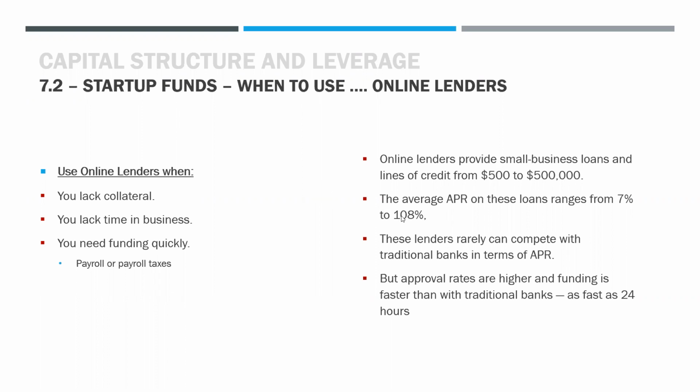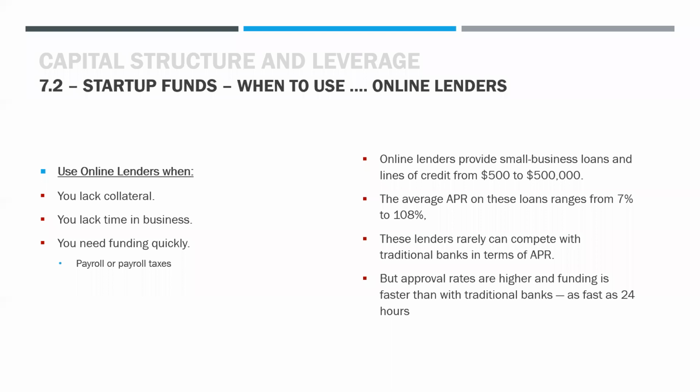You can have a 108% interest rate. That's insane. So yeah, your online lenders can rarely compete with traditional banks, and I dare say they can never compete. I don't want to say never, but never. And approval rates are higher, funding is faster. You can get money quicker. So sometimes if you need money fast and that's your only option, then it can be done.